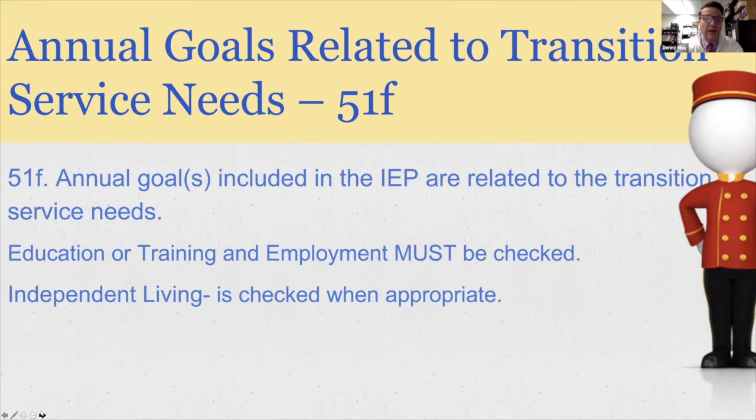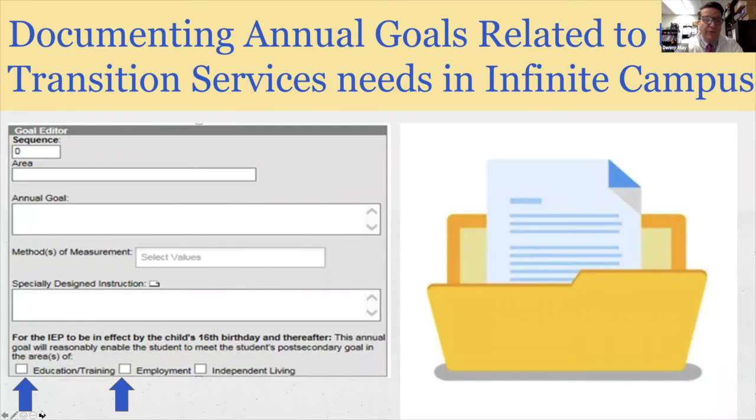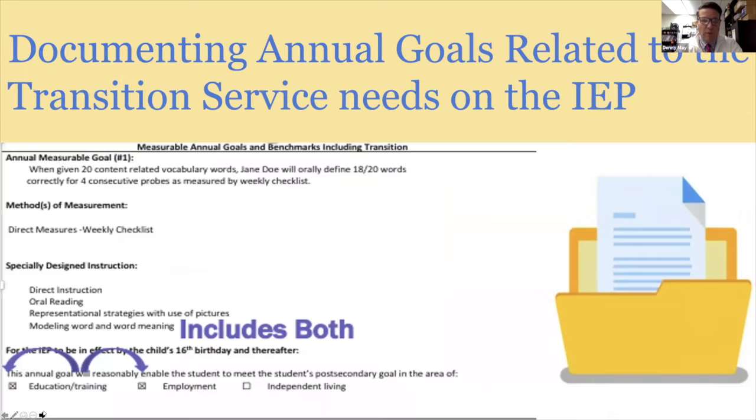So your goals are going to be in support of that overall post-secondary goal. And you do that by checking a box, but you also need to think through that, and you'll see that on this slide right here. Are the annual goals appropriate to support education and training or employment? If you only have one goal, let's say you've got a kid that's LD, and you only have a math goal, you would need to check both boxes under that math goal. But if you had multiple goals, you could check one for education and training, and then go to the next goal and check it for employment.